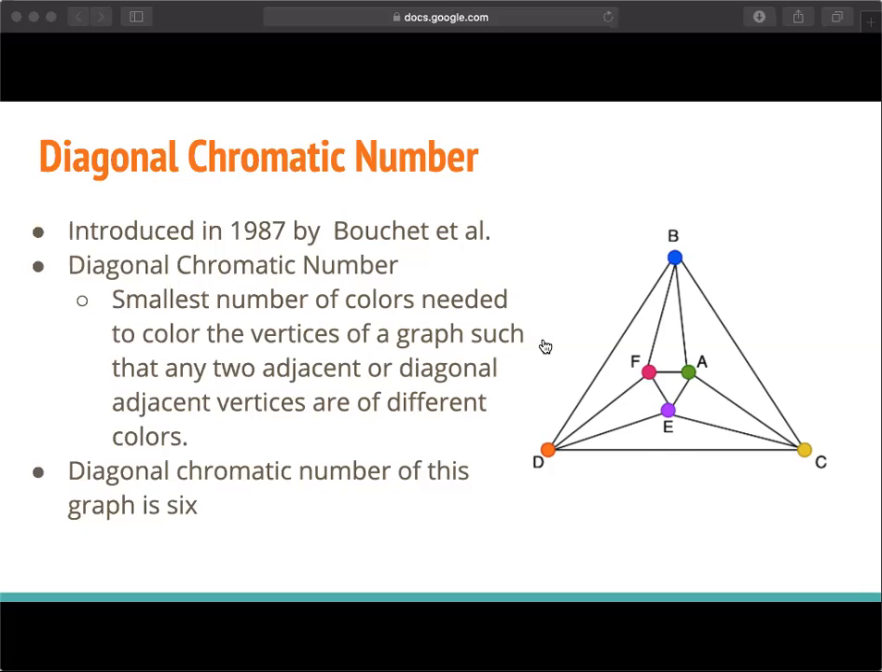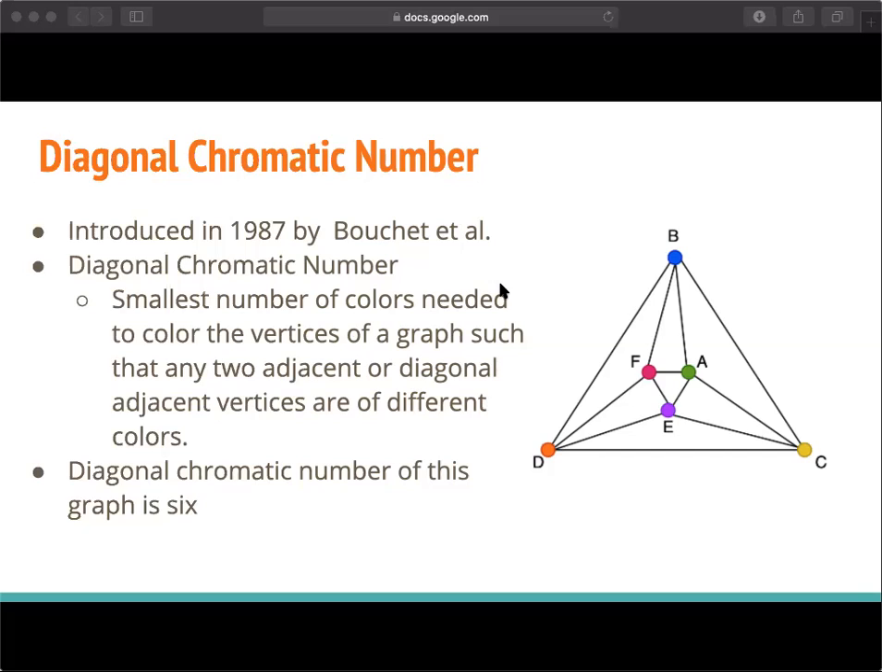So not only are we looking at the vertices that are adjacent to a vertex, but we're also looking at the vertices diagonally across from the vertex, and we have to make sure that they're not the same color. So for example, let's take a look at the figure on the right. If we begin at vertex B and we look at the vertices adjacent to B, which are D, F, A, and C, we can agree that the vertices adjacent to B do not have the same color as B. So D is orange, F is pink, A is green, and C is yellow.